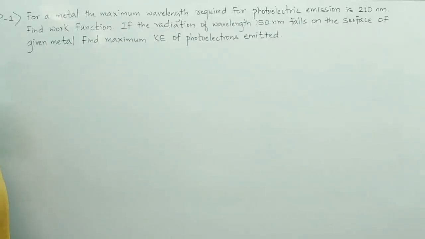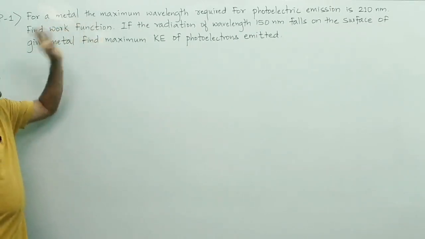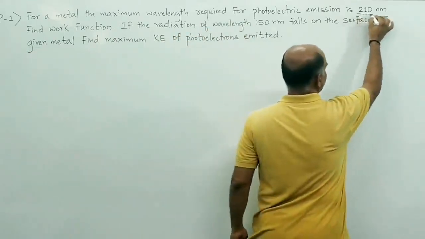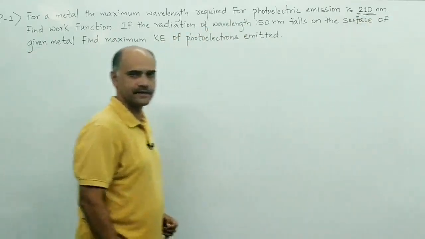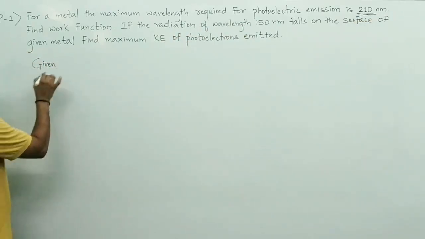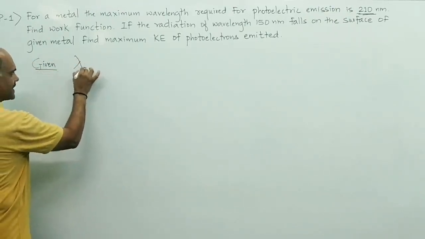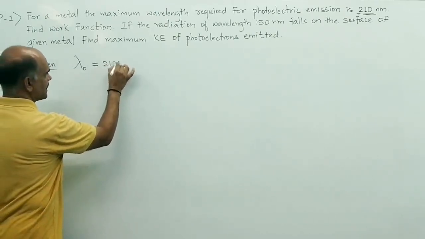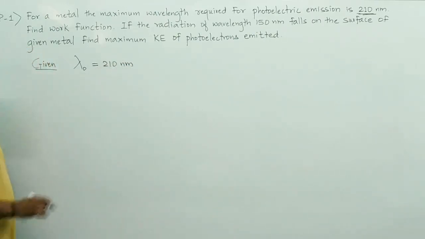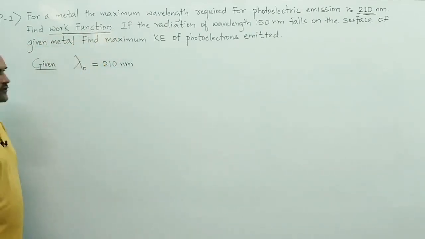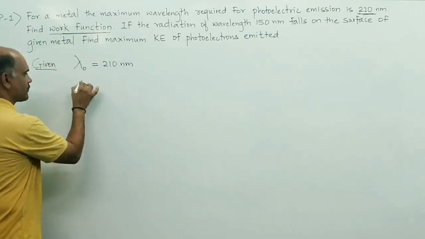So first problem on photoelectric emission. For a metal, the maximum wavelength required for photoelectric emission is 210 nanometers, he has given. Maximum wavelength means he has given threshold wavelength, that is lambda naught. Lambda naught is 210 nanometer. He has asked to find work function, that is phi naught, you are required to find.